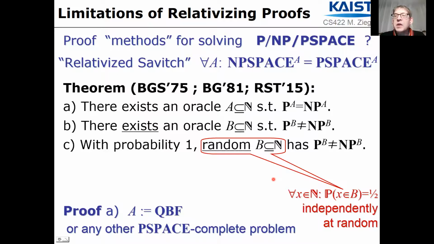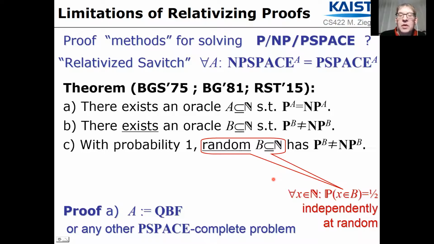The nth position, bit 0 or bit 1 in the Cantor space sequence, says whether n belongs to the set B or not. So that's our notion of random oracle. And the statement says with probability 1, so almost every oracle except for a set of measure 0, will result in P with respect to that oracle being different from NP with respect to that oracle. And this, of course, immediately implies the claim B, right?